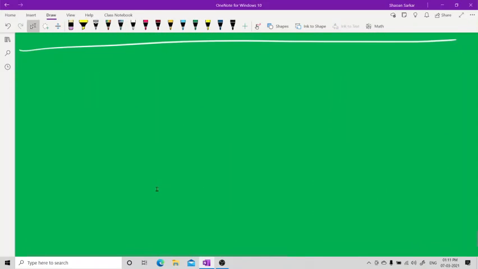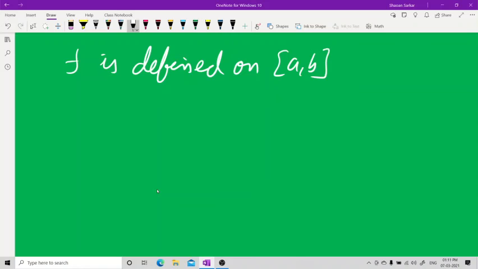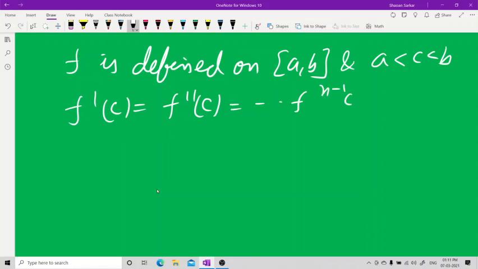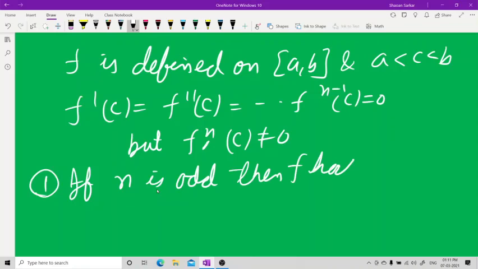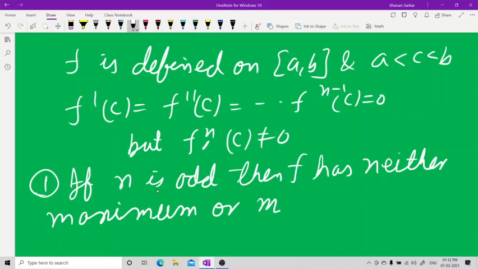Now the concept I'm telling you: suppose f is defined on a comma b, and there is a point c between a comma b such that f dash c is equal to f double dash c equal to f n minus 1 c is equal to 0, but f n c is not 0. The last derivative is not 0. Number one point, if n is odd, then f has neither maximum nor minimum value.